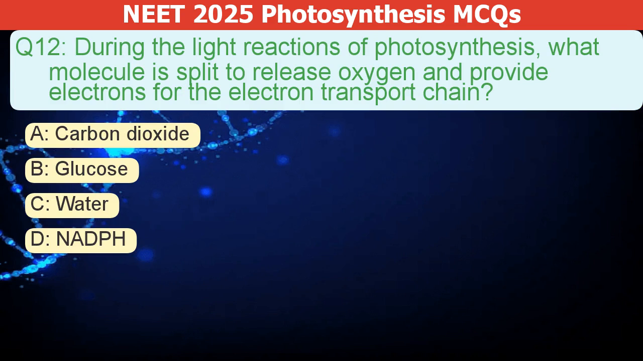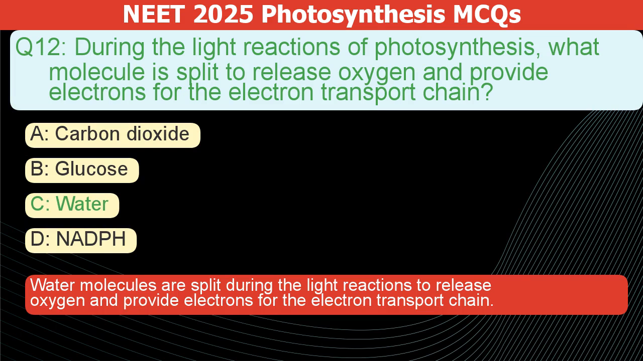During the light reactions of photosynthesis, what molecule is split to release oxygen and provide electrons for the electron transport chain? A. Carbon dioxide. B. Glucose. C. Water. D. NADPH. The correct answer is C. Water molecules are split during the light reactions to release oxygen and provide electrons for the electron transport chain.